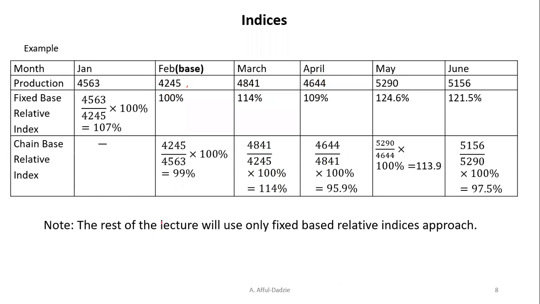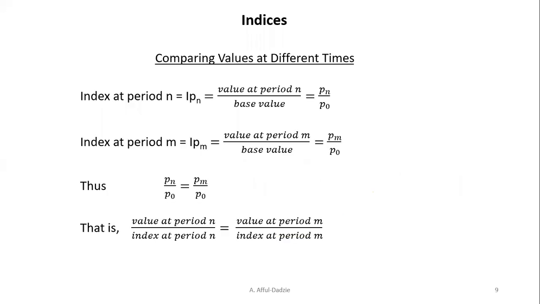But just note that the ideal situation or the norm is to use the fixed base relative indices. So we would continue using the fixed base as a standard, not the chain based. All right, there are instances where we seek to compare values at different points. And when I say values, we want to compare the index numbers at different points, or the actual production values at different points. Either way, we should be able to do that computation. And so all we do is some basic manipulations of the expressions we already know.